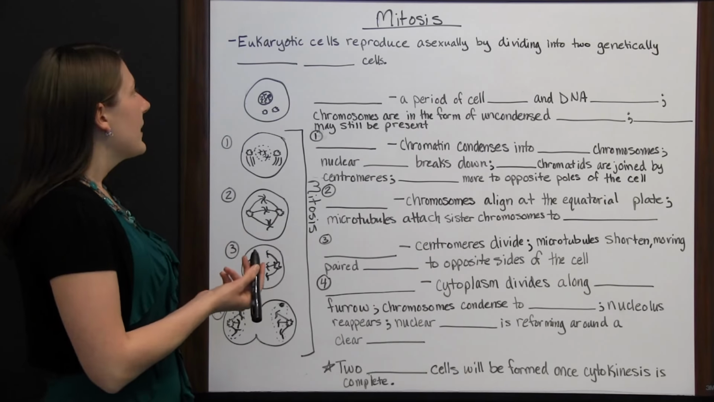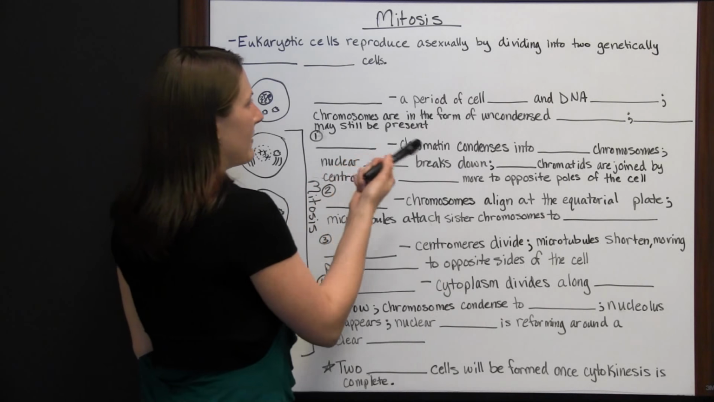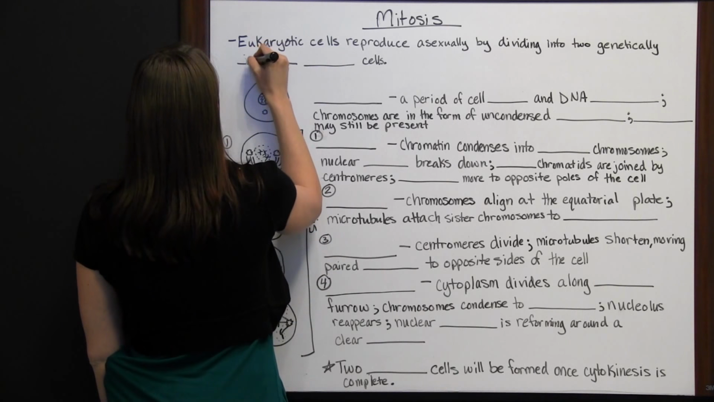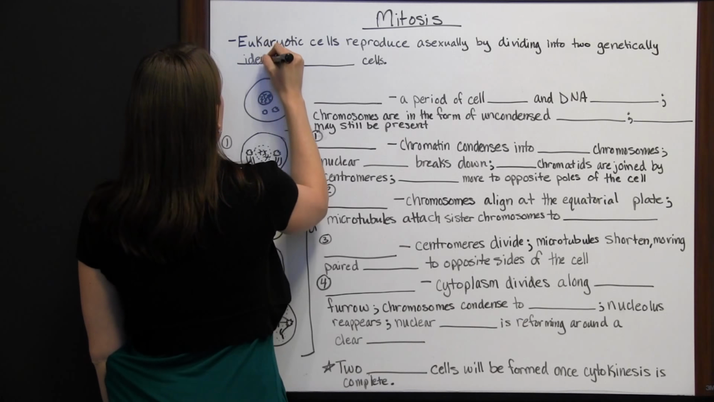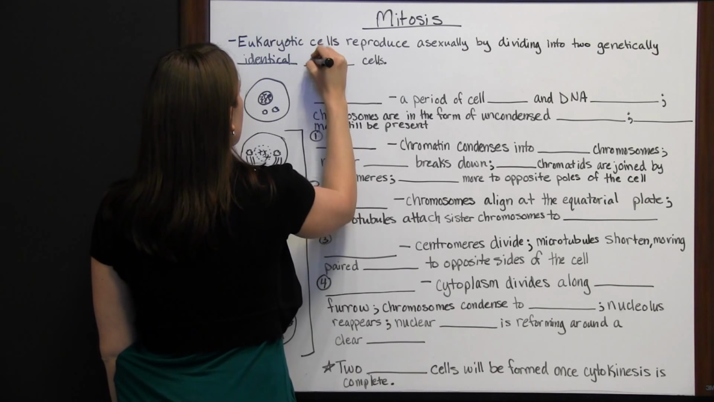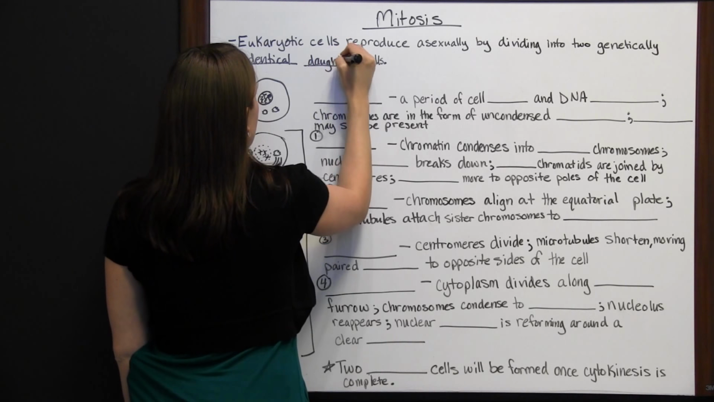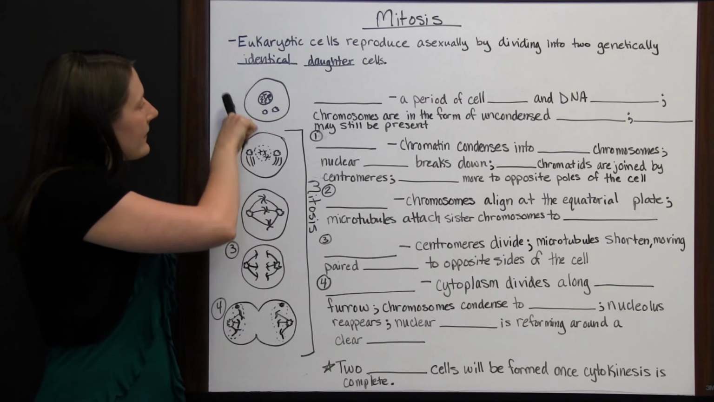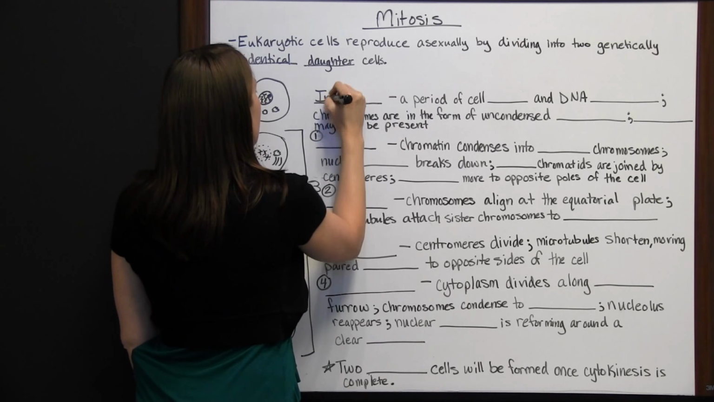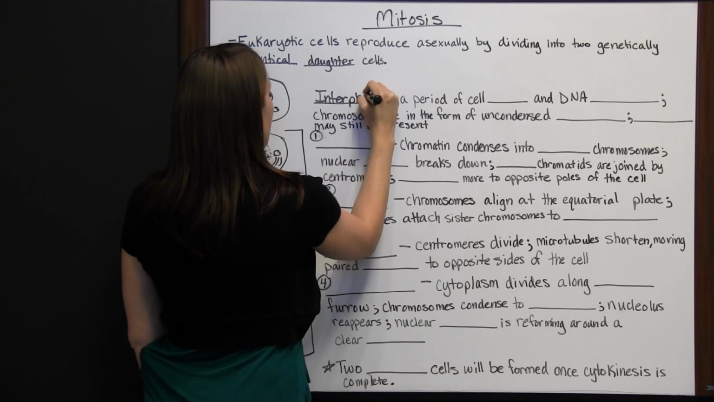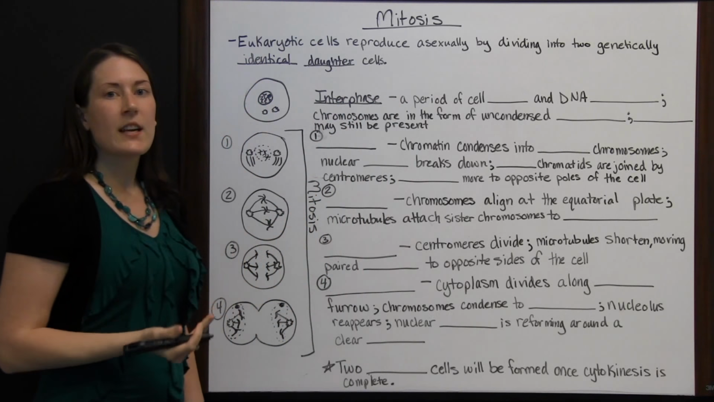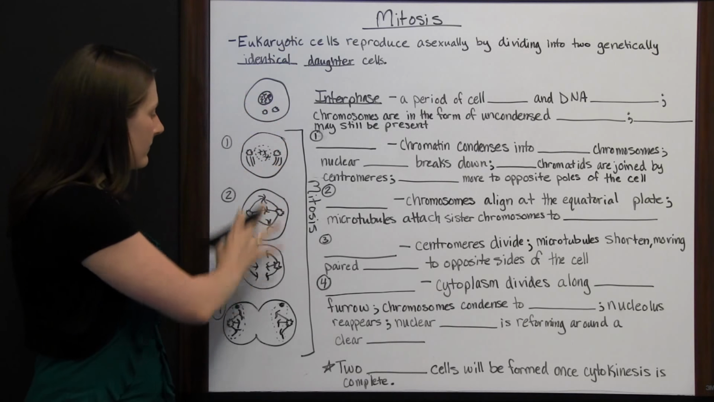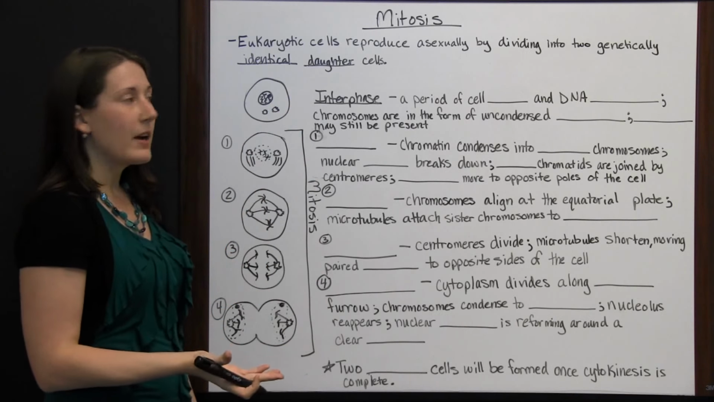Mitosis. Eukaryotic cells reproduce asexually by dividing into two genetically identical daughter cells. Now they do this by the process of mitosis. So let's look. This first phase is called interphase, and it's not really considered a part of mitosis, but it's usually discussed with mitosis because it happens at the beginning right before mitosis happens. It's the build-up to mitosis.